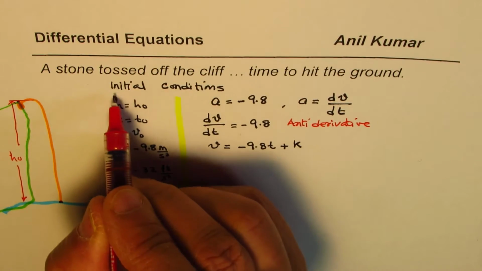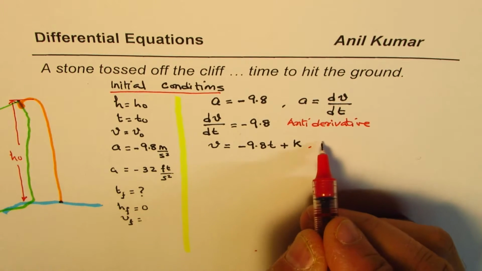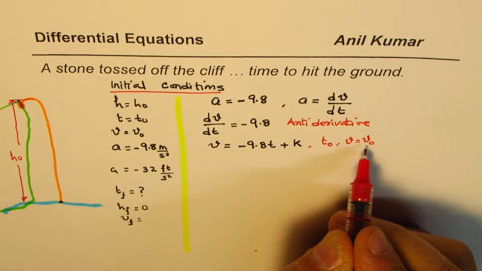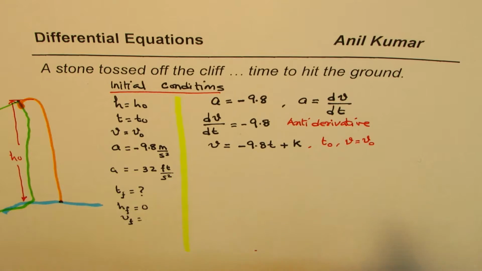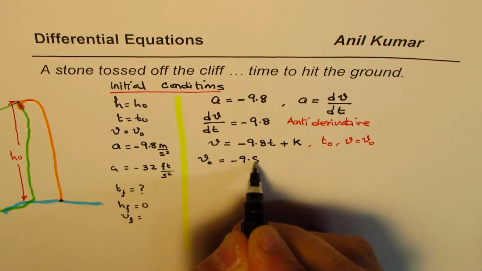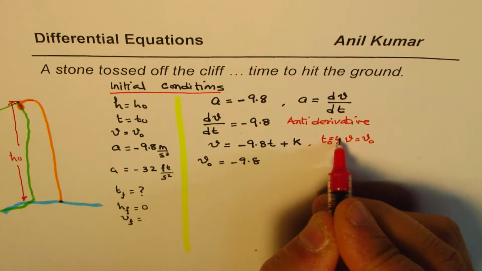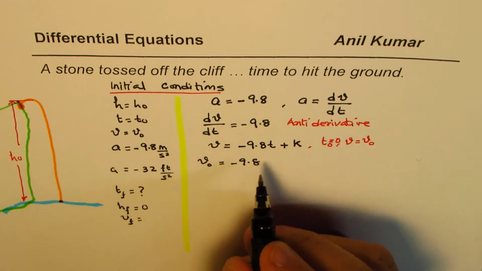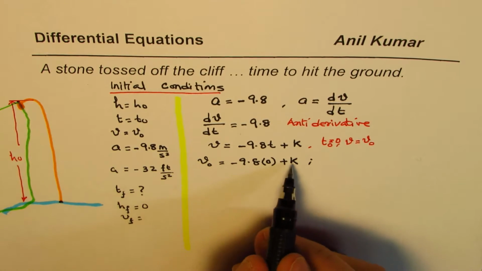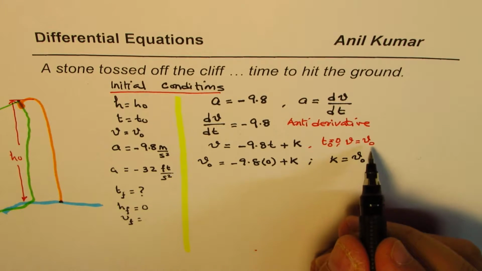So to find this constant, we are going to use initial conditions, which for us is at t equals to 0, velocity is equal to v0. That is the initial condition. We'll substitute those values here. So what we get here is that v0 equals to minus 9.8 and t0 is 0 for us. Anyway, let me write 0 here plus k. And clearly, this is 0, so k is equal to the initial velocity.